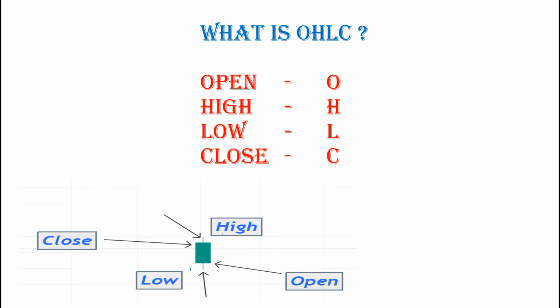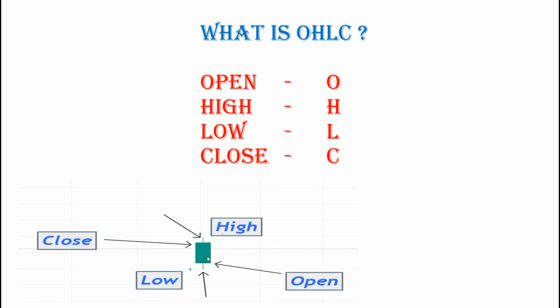Today we are going to learn what is OHLC, that is open, high, low and close. So O stands for open, H is for the high, L is for the low, C is for the close. So what is this OHLC for the particular candle?